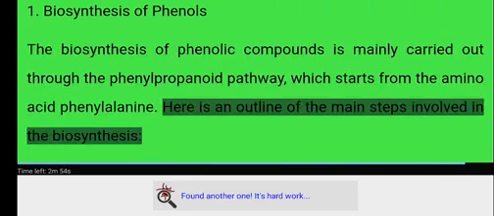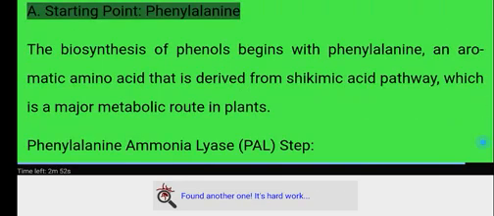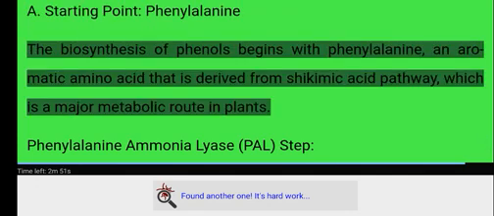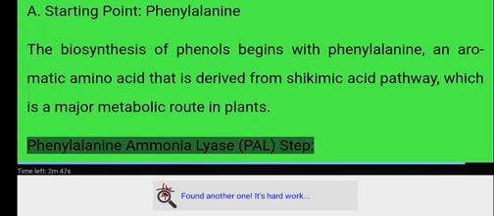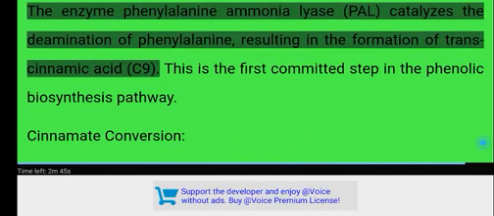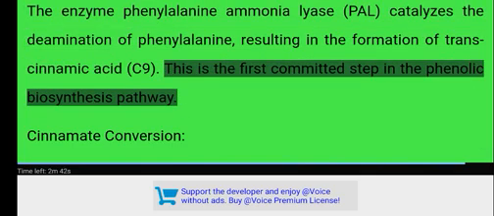the amino acid phenylalanine. Here's an outline of the main steps involved in the biosynthesis. A. Starting point, phenylalanine. The biosynthesis of phenols begins with phenylalanine, an aromatic amino acid that is derived from the shikimic acid pathway, which is a major metabolic route in plants. Phenylalanine ammonia lyase, PAL, step. The enzyme phenylalanine ammonia lyase, PAL, catalyzes the deamination of phenylalanine, resulting in the formation of trans-cinnamic acid (C9). This is the first committed step in the phenolic biosynthesis pathway.